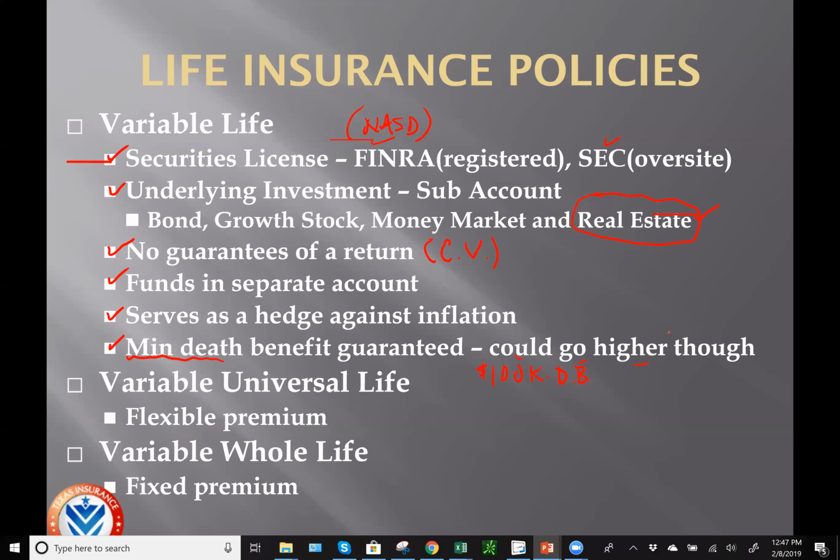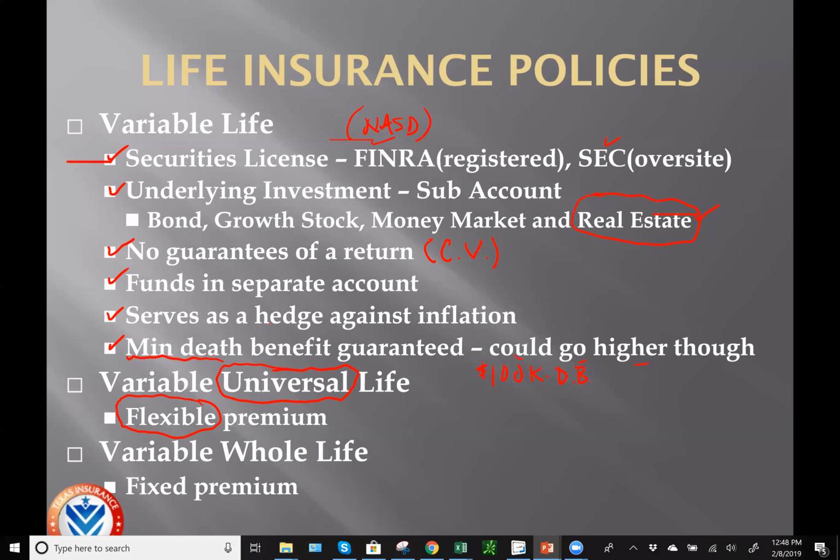Okay, so here's where some word association can help you on your test on these last two pieces on the screen. Because you may have a test question about a variable universal life policy, and it can ask you what type of premium a variable universal life policy has. And the first thing is you're going to read those words and your brain's going to go haywire. Well, what I'm telling you is if the question about a variable universal life policy is asking about the premium, know that it's going to have a flexible premium because of the word universal. Once again, gets back to our word association.